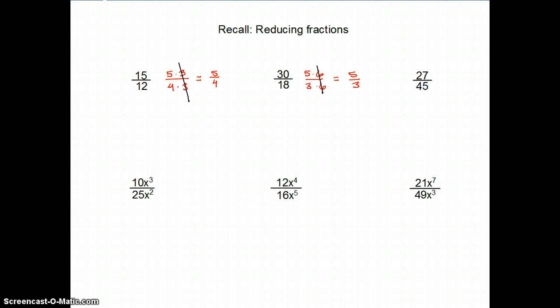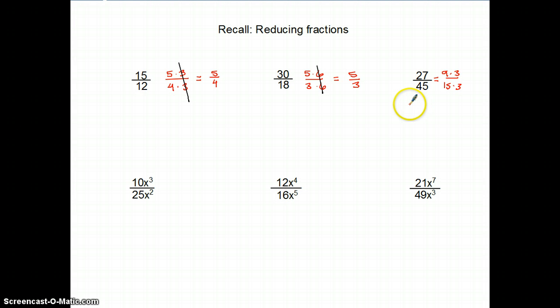Lastly, I know that both 27 and 45 are at least divisible by 3. Let's start with that and then identify a common factor later. So I can rewrite my 27 as 9 times 3 over 15 times 3. Well, if you notice, 9 and 15 can be factored further by a common factor of 3.